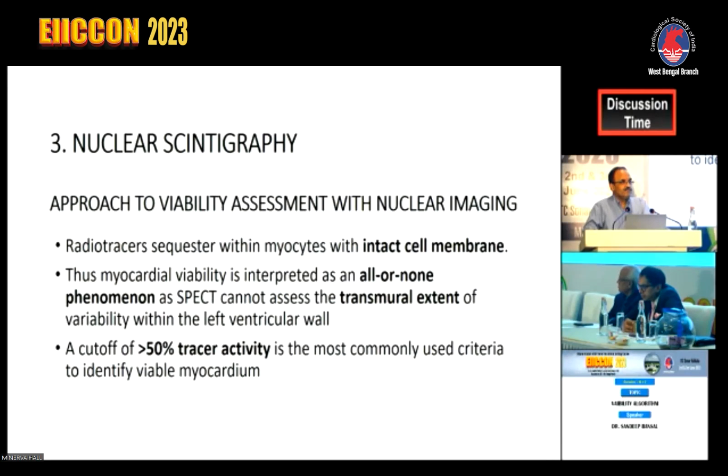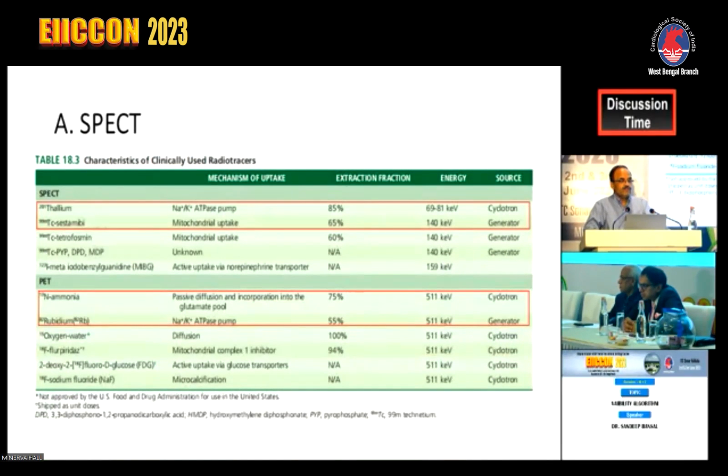And as I said, if there is a 50% increase in the tracer activity or more than 50%, then this is the most important criterion to be used in SPECT imaging. On the top are the agents which are used for SPECT imaging, which is mainly thallium or sestamibi. And for PET scan, we have perfusion imaging, for which people use ammonia or rubidium. And we have the metabolic imaging, for which we use fluorinated deoxyglucose.